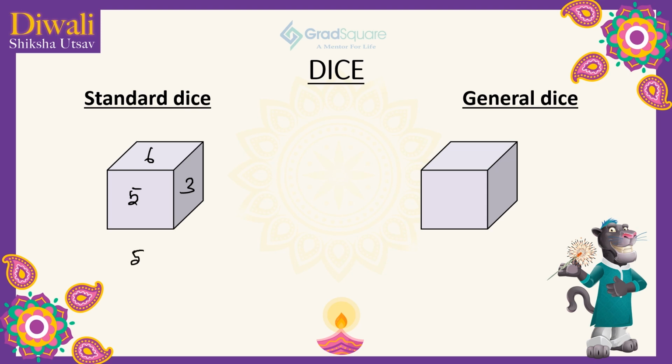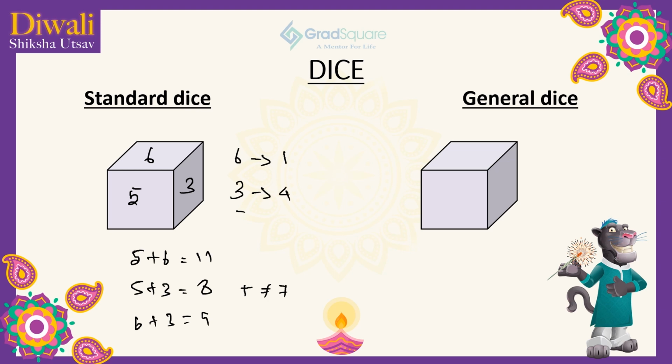In this example, 5 plus 6 is equal to 11, 5 plus 3 equal to 8 and 6 plus 3 is equal to 9. The sum of any two adjacent surfaces is not equal to 7. Hence, sum of any two opposite faces will be equal to 7. Hence, the number opposite to 6 will be 1 and number opposite to 3 will be 4. And for 5, the opposite surface will have 2.